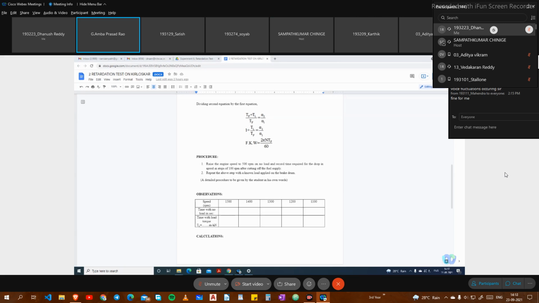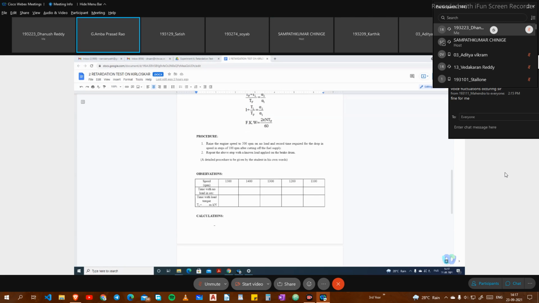So when the engine is taking a load, naturally you may observe how the time varies. When we show the observation table, you will notice how much time it has taken. Can you guess what the time is? Except the people who witnessed it today, others can tell me the approximate time from 1500 to 1400. Any guess? 5 to 10 seconds. Very good.